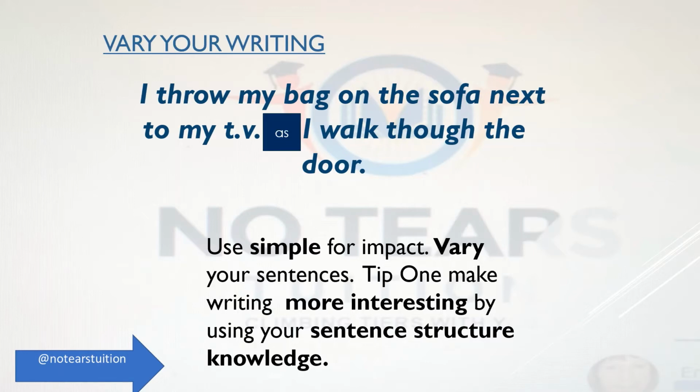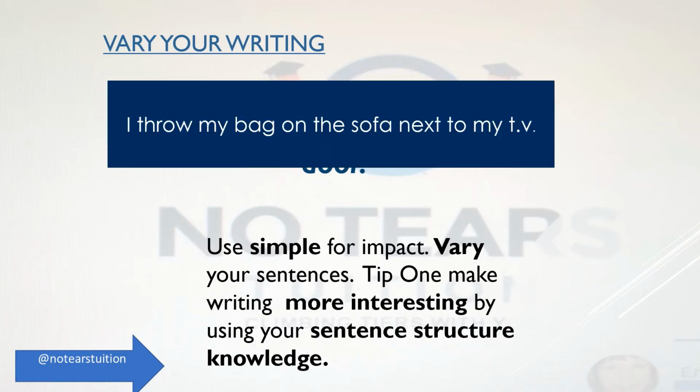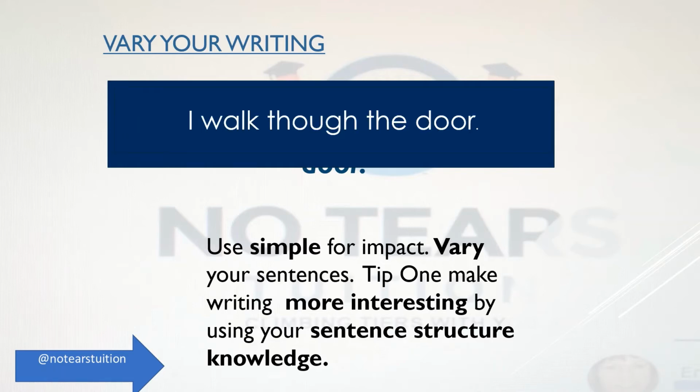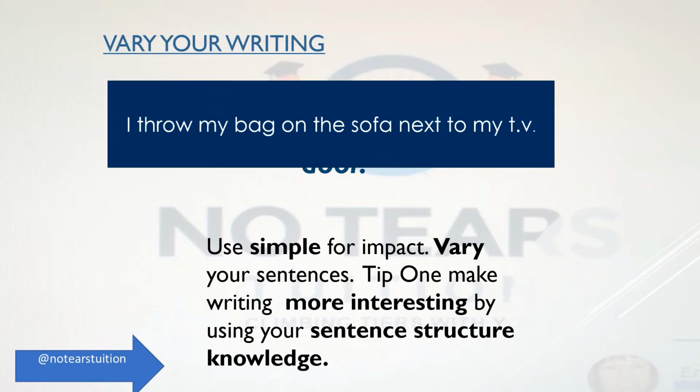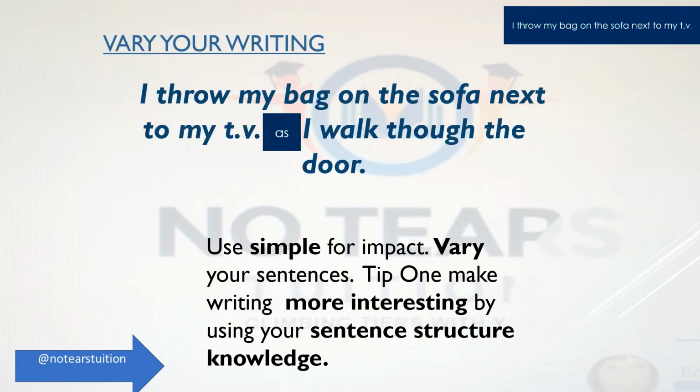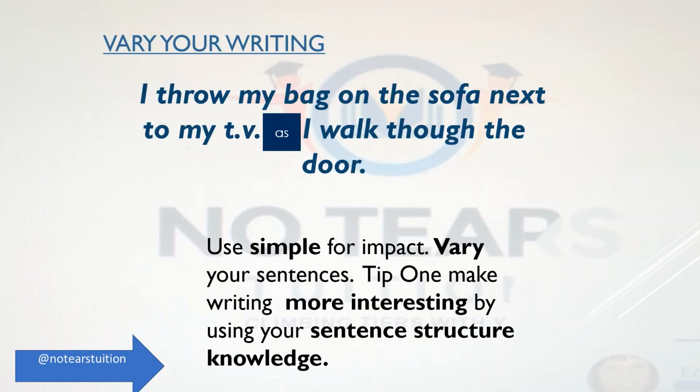We know, for example, that "as" is a connective. Therefore, we know that the action before the connective is happening at the same time as the action after the connective. And it may be that you don't want to have action happening in that way if you want to create impact. I throw my bag on the sofa next to my TV. I walk through the door. I throw my bag onto the sofa next to my TV as I walk through the door. Think about how you can make changes there.